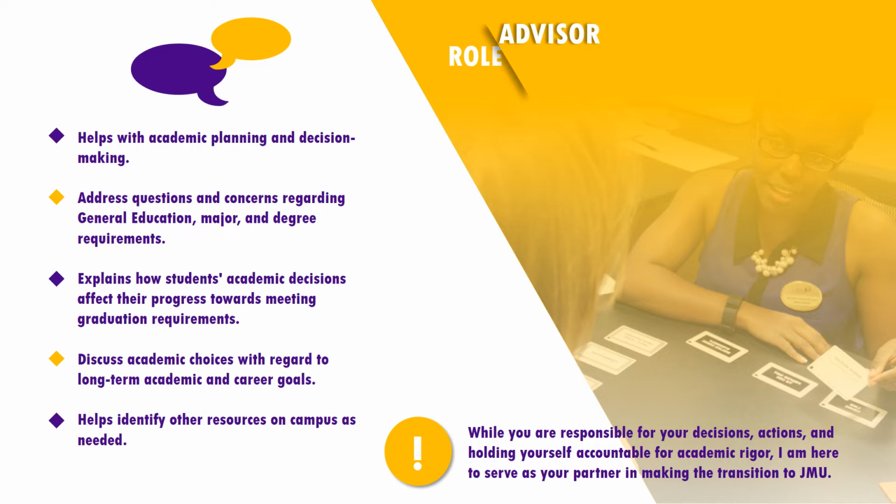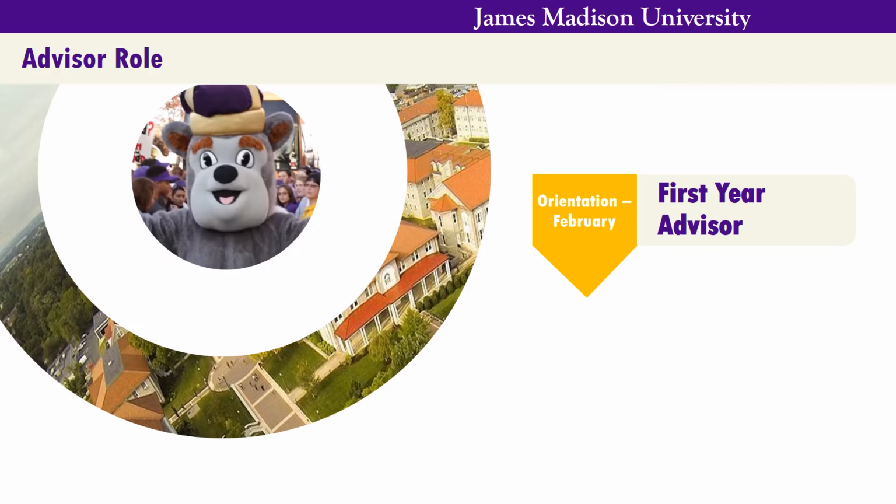So your advisor essentially is your partner in helping you make your transition from high school to college and make sure that transition is successful. So like I said before, everyone is assigned a first-year advisor, essentially at orientation or after orientation, and you're with this person who will walk you through your fall and spring course selection your first year until February.